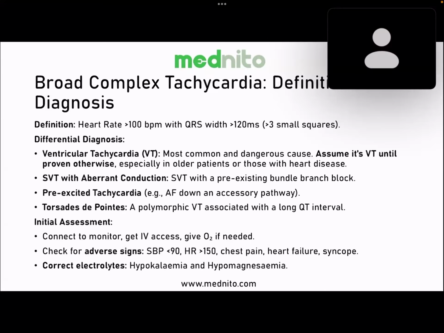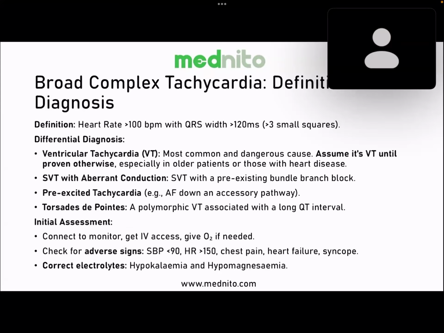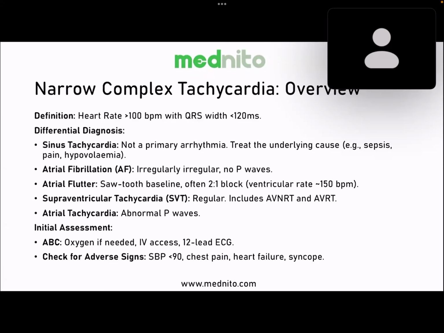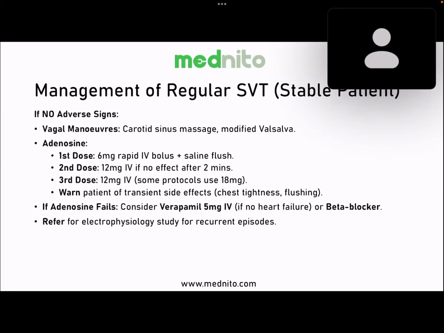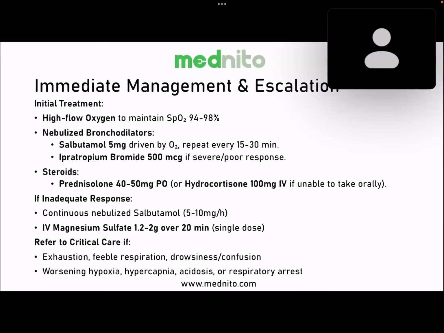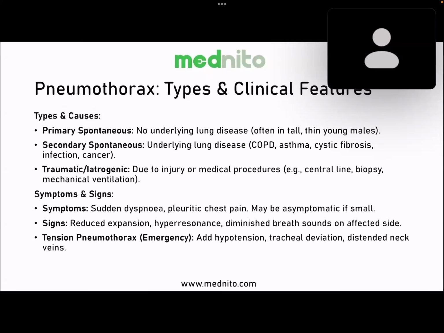Next, cardiogenic shock. It's very easy. You'll have to treat the cardiogenic shock. All right. Next, we talk about the broad complex tachycardias. I'll show you the ECGs in the revision lecture. Narrow complex tachycardias. Asthma, we'll talk about it. Next, we'll talk about pneumothorax.